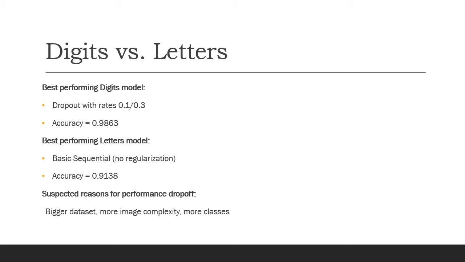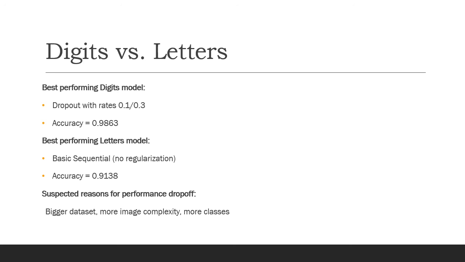So how did the letters analysis compare to the digits? Well, in homework 2, when I ran the dropout with rates 0.1 and 0.3 on the digits data, it came up with an accuracy of 98.6%. And as I mentioned, the best we could do with the letters with these same techniques was 91.3%. And none of these regularization techniques improved upon the basic model.